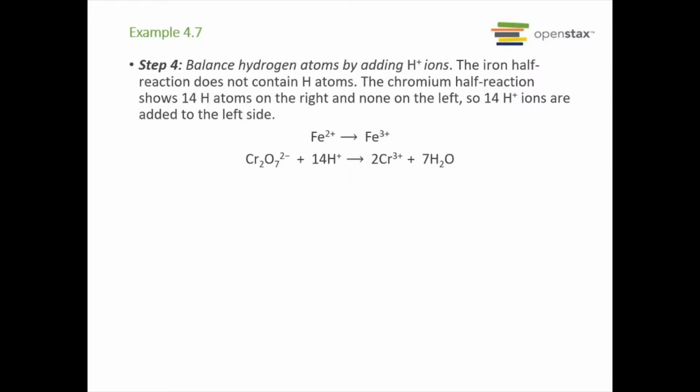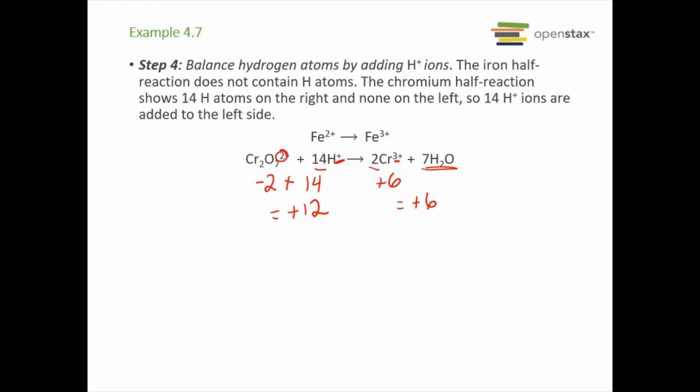Actually, before I go there, we need to balance the charges. We need to look at the total charge on each side of the equation. So I have Cr2O7 2-, so that's a charge of -2. Plus, I have 14 plus 1s here, so that's positive 14. This equals a charge of positive 12 for the chromium on the left. On the product side of chromium, I have 2 3+, so that's plus 6. There's 0 charge on the water, so this is a total of positive 6.